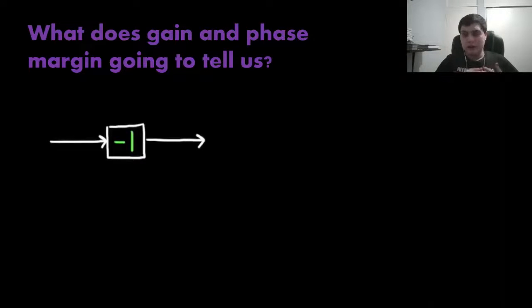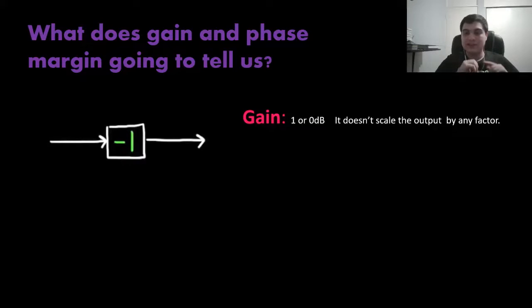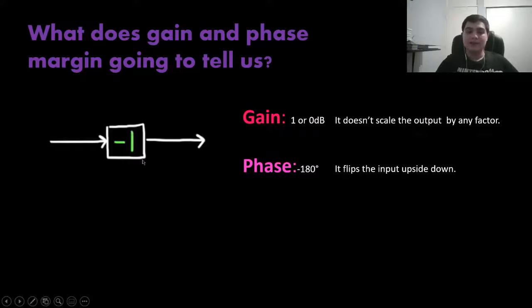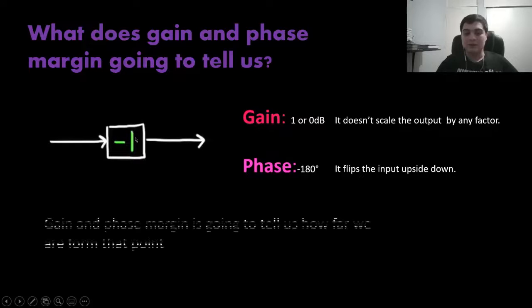Right now, if we want the system to be equal to -1, we need a gain of 1, or 0 decibels, because it doesn't scale the output by any factor. And we need the phase to be -180 degrees because it's going to flip the input upside down. So if the system has both 1 or 0 decibels of gain and -180 degrees of phase, it is going to be this -1 value.